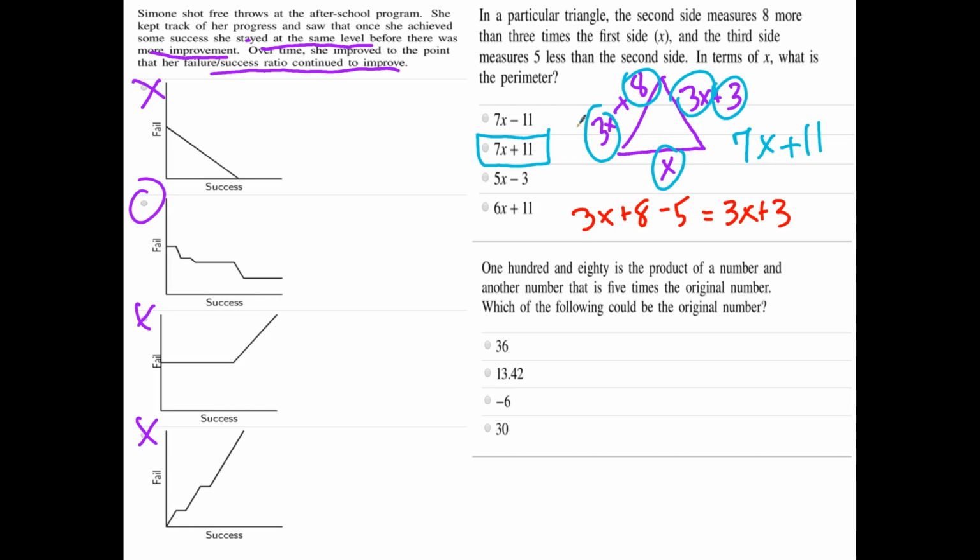180 is the product of a number and another number that is 5 times the original number. Which of the following could be the original number? All right, 180 means equals the product of a number that we don't know. Let that number be x. Many times it's n for number. And another number, 5 times the original number, 5x.